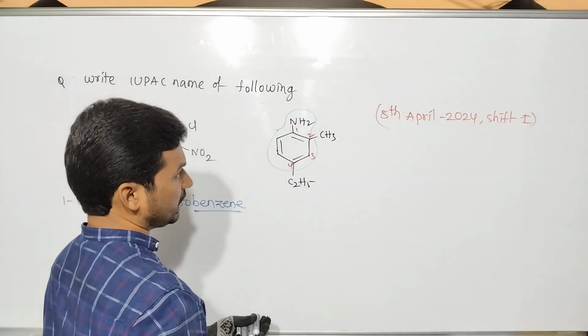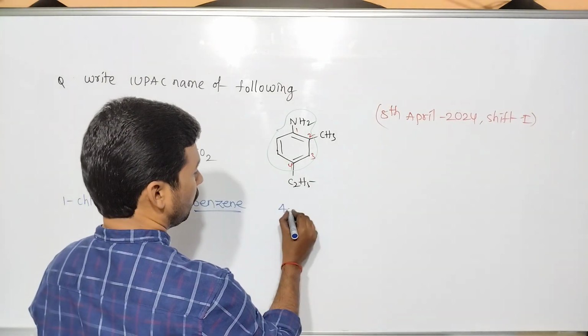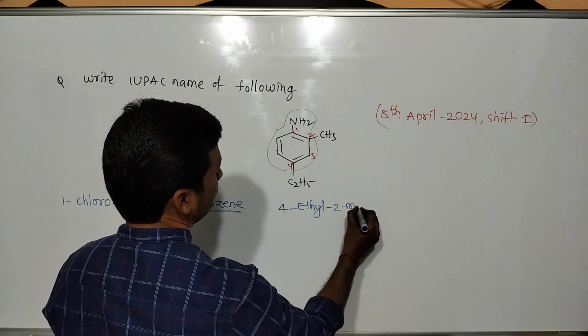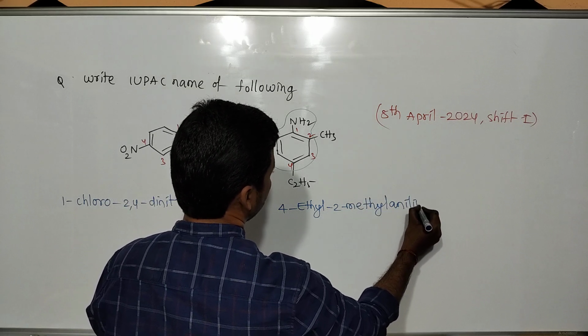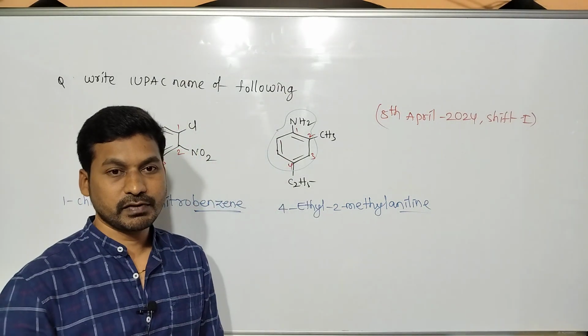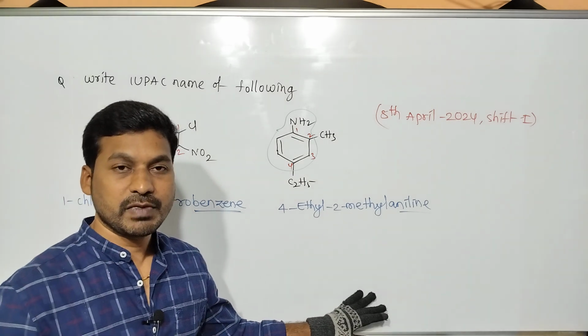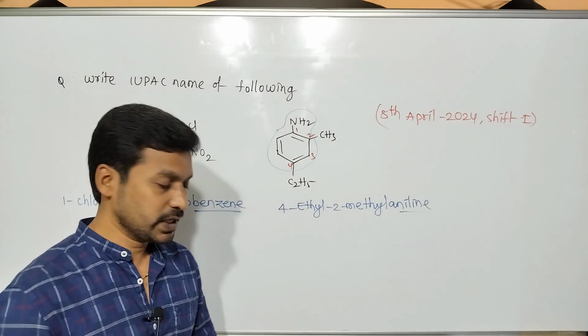So second position methyl, fourth position ethyl. In alphabetical order, E comes first. So 4-ethyl-2-methylaniline. Take aniline as the base name. So this is the IUPAC name of the molecule. In this way we write IUPAC nomenclature. These are JEE Mains questions which were asked in 2024. Okay.